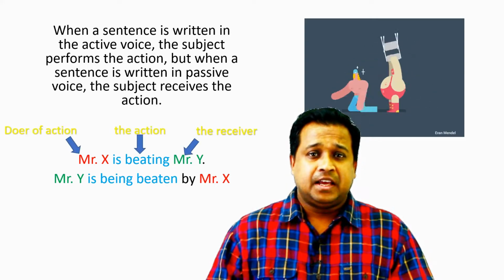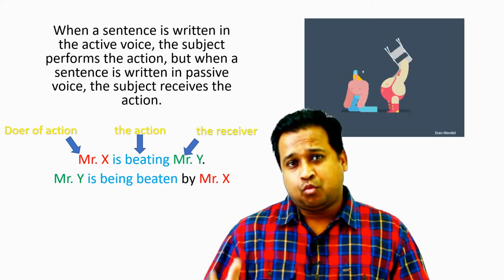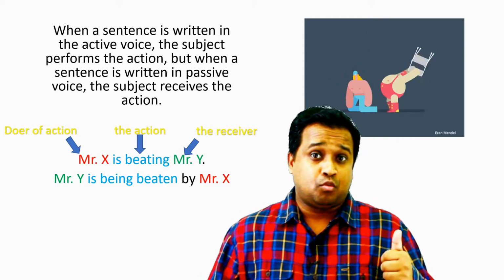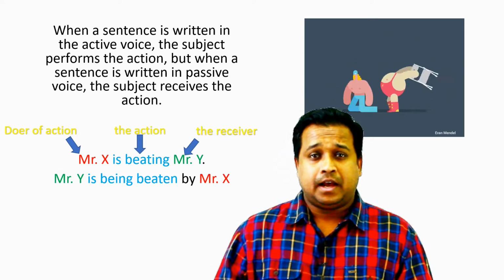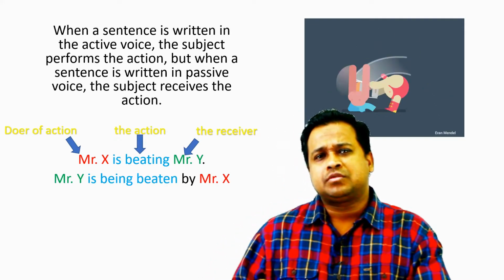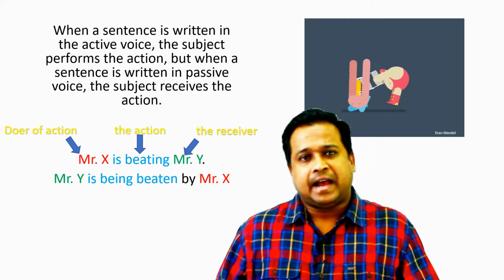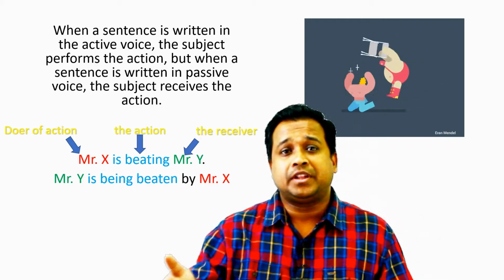Mr. X is beating Mr. Y. So you can see Mr. X is the one who is doing the action of beating, and Mr. Y is the one who is receiving it. This is active because subject is doing the action.